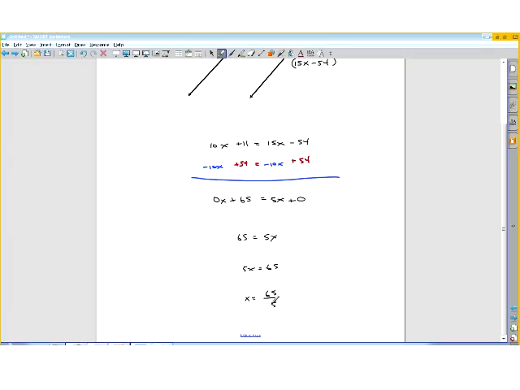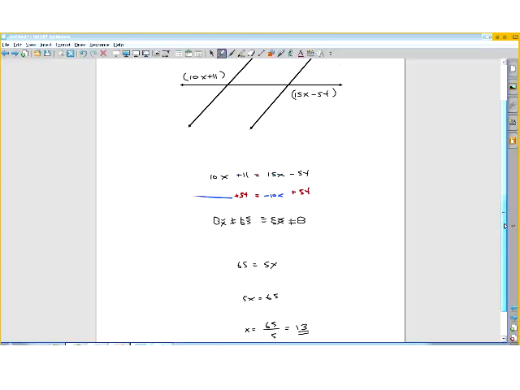So x is just 65 divided by 5, which is going to be, well, let's think about this. 50 divided by 5 is 10. You got 15 left over. 15 divided by 5 is 3. So it's going to be 10 plus 3. So the answer is 13.